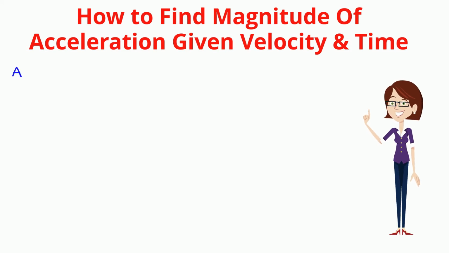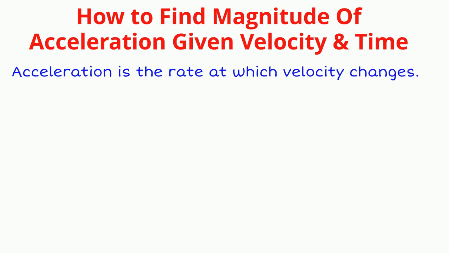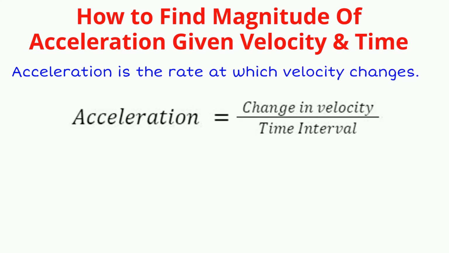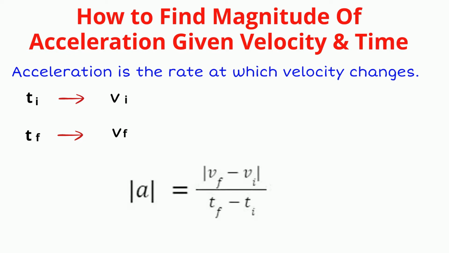As we all know, acceleration refers to the rate at which velocity changes, right? So we can write acceleration is equal to change in velocity upon time interval. That is a is equal to delta v upon delta t. So if at time ti body's initial velocity is vi and at time tf body's final velocity is vf, then acceleration can be given by a is equal to |vf minus vi| upon delta t.